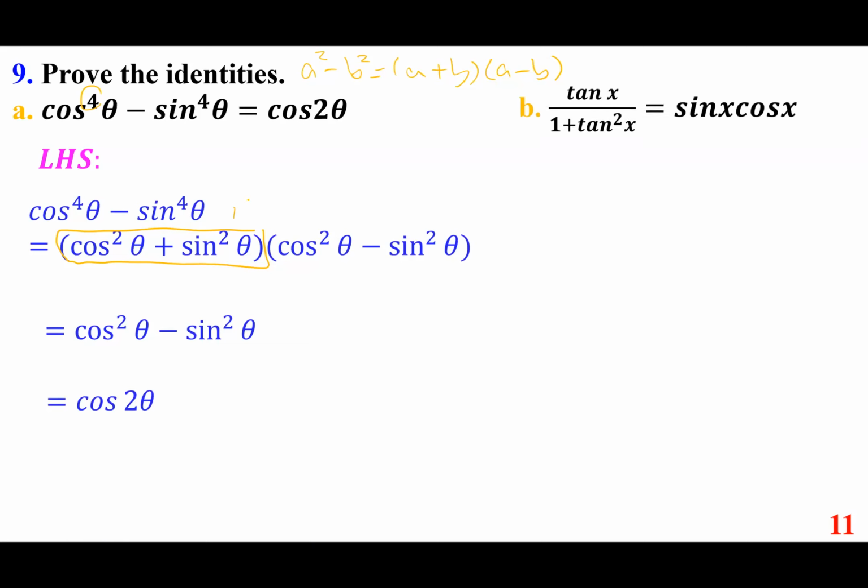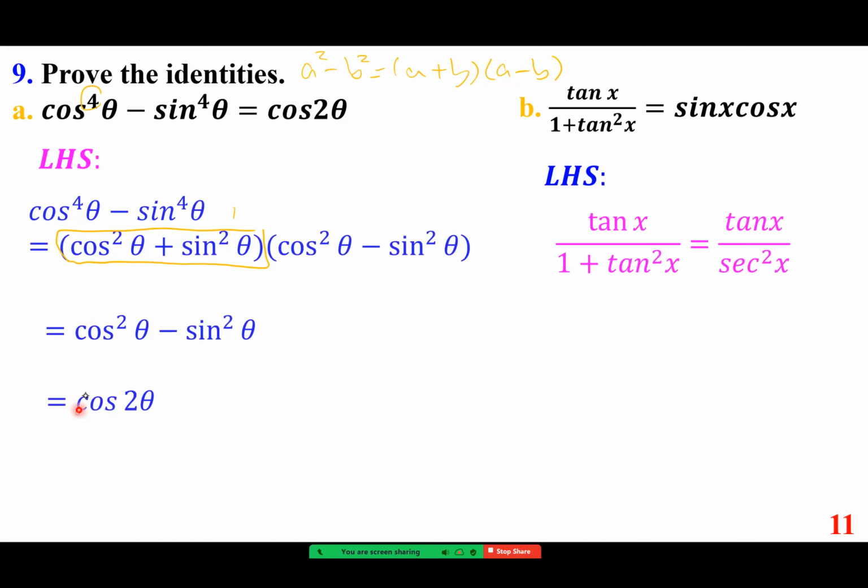We want to prove tan x over 1 plus tan squared is sine x cosine x. We start with the left-hand side, which is more complicated. So the numerator is tan x. The denominator is 1 plus tan squared, which is from one of those Pythagorean identities, secant squared x. So it is equal to secant squared x. Now tan, we change it to sine over cosine. Secant, we change it to 1 over cosine. So secant squared is 1 over cosine squared. A complex fraction.